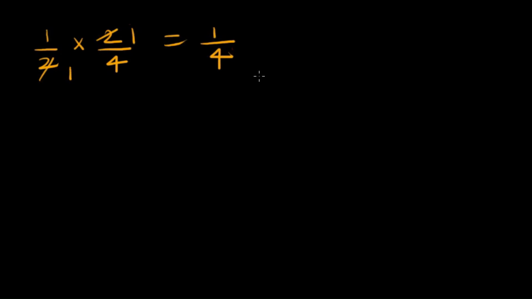I have 1 upon 2 into 2 upon 4. What I'll do is look diagonally and look for common factors. There's none between 1 and 4, but there is between 2 and 2. That is 2. So 2 ones are 2 and 2 ones are 2. So 1 upon 4. So this is the product of these two.